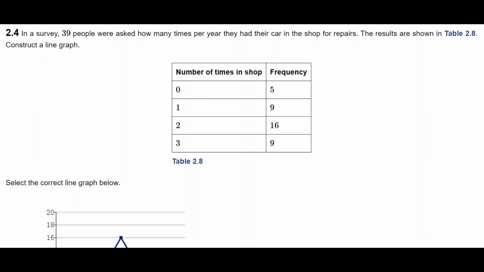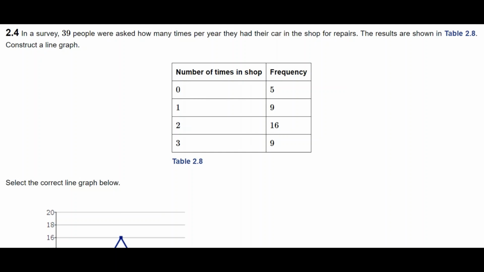So you have the first example of the line graph. Actually, it's the second example. 39 people were asked how many times in a year they have their car in the shop for repairs. And the table shows that the number of people who never appeared to repair their car were 5. And it was about a certain shop.